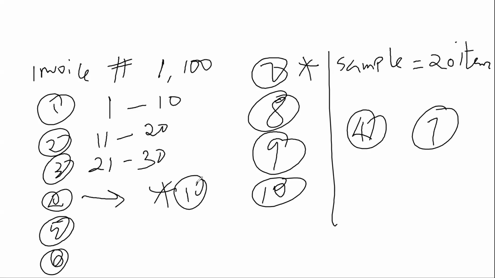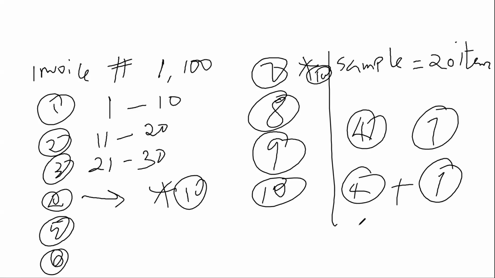So these are 10 items and these are 10 items, so you combine the two. The items that make group 4 plus the items that make group 7 become therefore our sample. That's called the cluster sampling method. I hope that was clear.